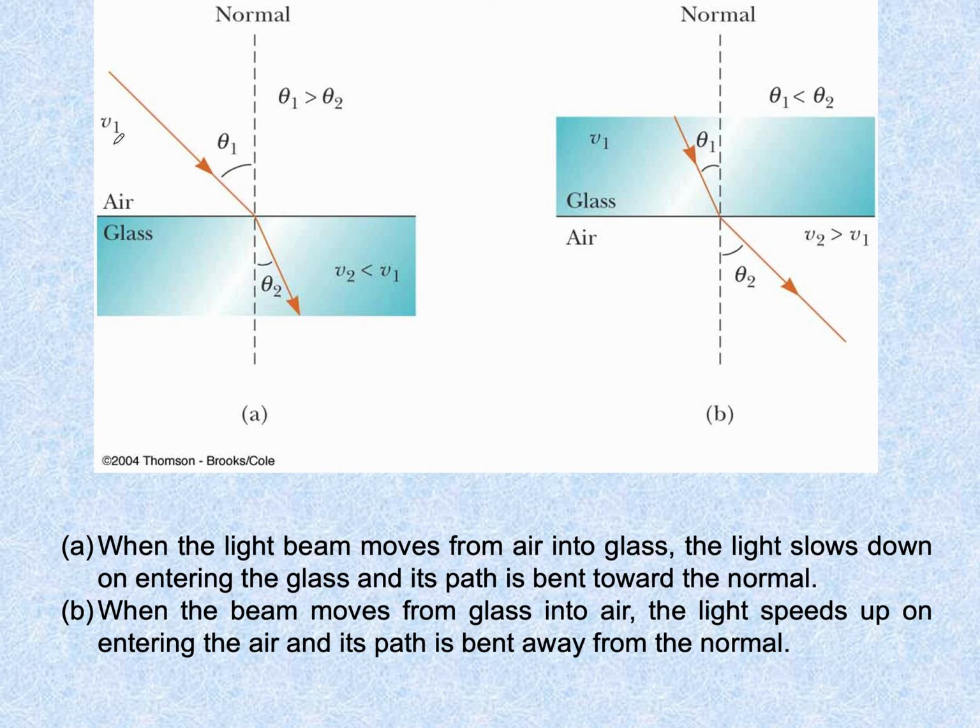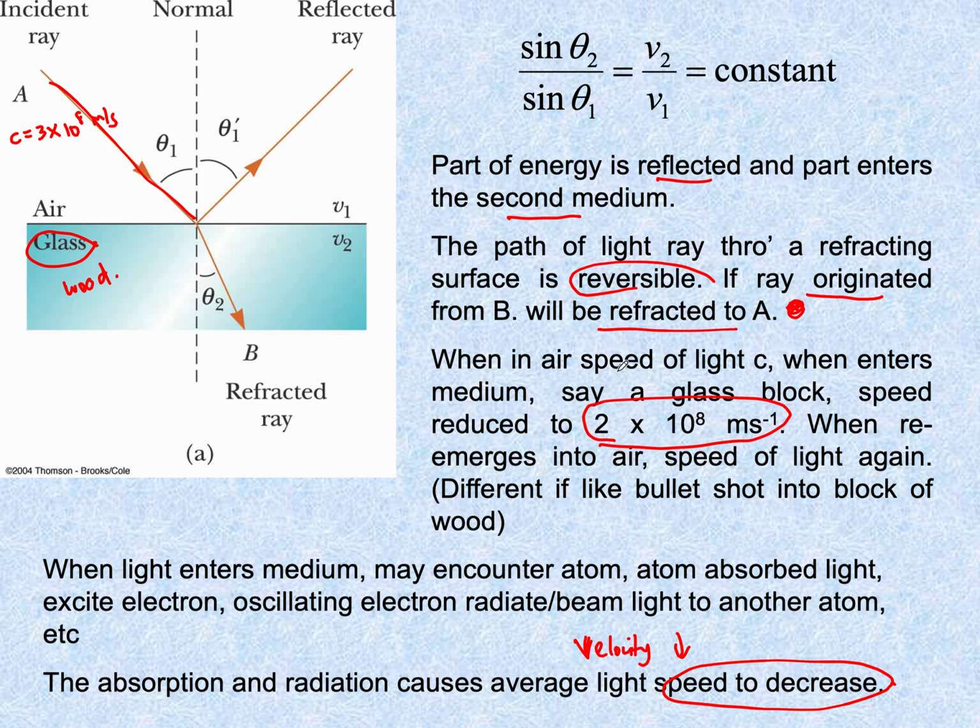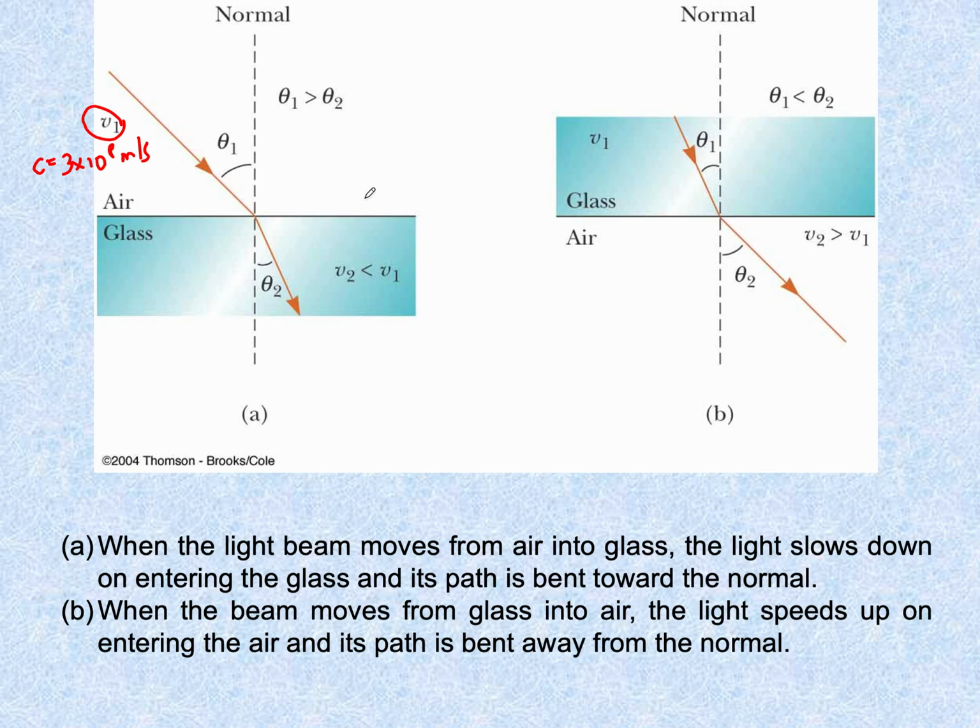So here, you can have different angles of incidence and also different values of velocity, as I mentioned earlier. V1 is from air, so we have c equal to 3 times 10 to the power of 8 meters per second. When it passes through glass, the velocity is reduced to 2 times 10 to the power of 8 meters per second, as in the previous slide. If velocity 2 is less than velocity 1, the refracted ray is bent toward the normal.